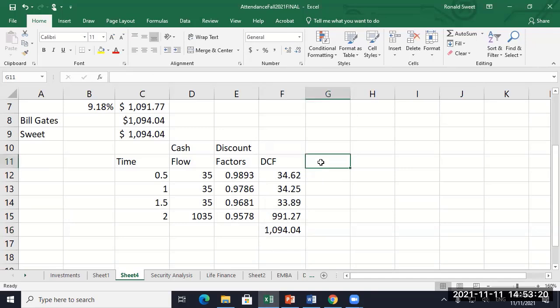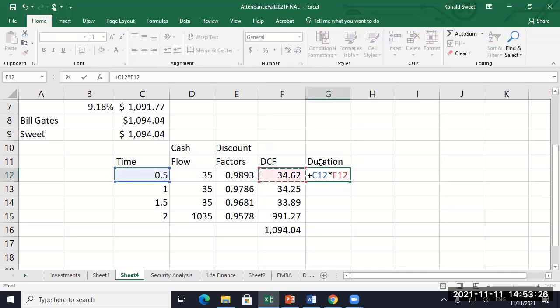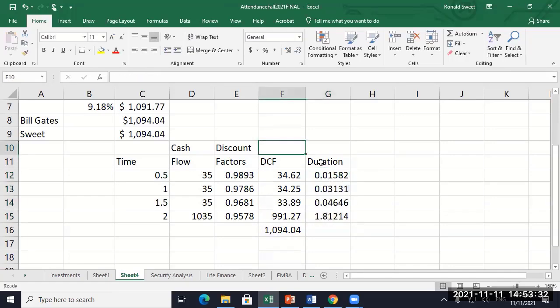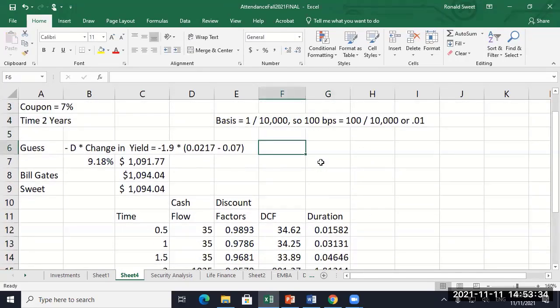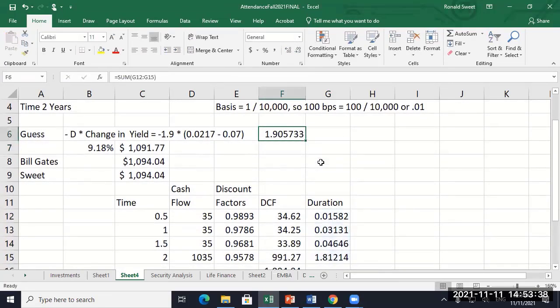All right, and then we can do duration. You don't have to do this on the exam, but duration is really simple. You just take the time times the discounted cash flow divided by the sum of the discounted cash flows. You just copy that down. And so the actual duration is 1.9. So that's pretty close.